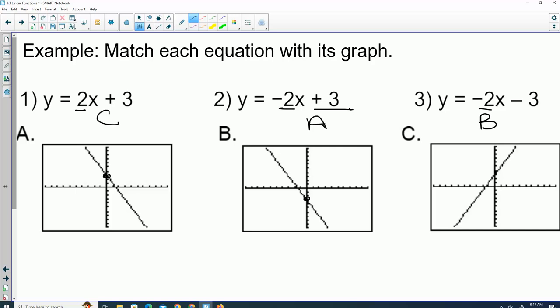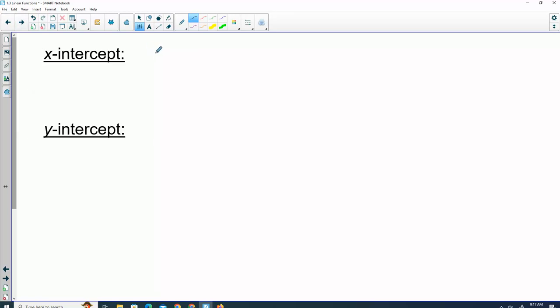Let's talk a little bit more about x and y intercepts. What do I mean by that? What is an x-intercept? Where it crosses the x point. Yes. The graph crosses the x-axis.